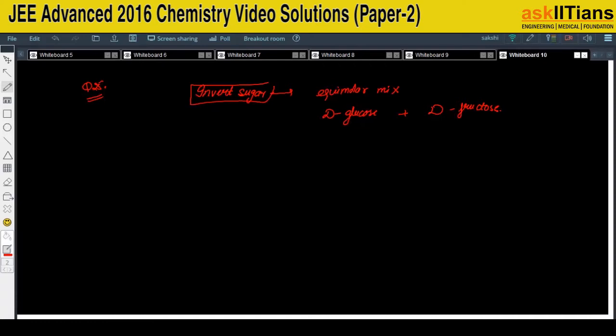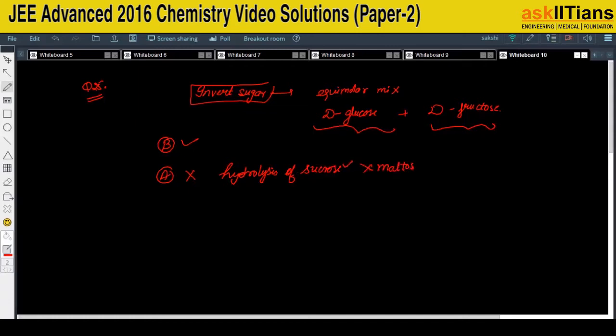Option number A was invert sugar is prepared by acid catalyzed hydrolysis of maltose. That is a wrong option. Second is invert sugar is an equimolar mixture of D-glucose and D-fructose, so we have got option B as one of the correct options. Why is option A not correct? Because invert sugar is obtained by the hydrolysis of sucrose, not maltose. So out of A, B, C, D, we have already dealt with options A and B. Now let us come over to options C and D.